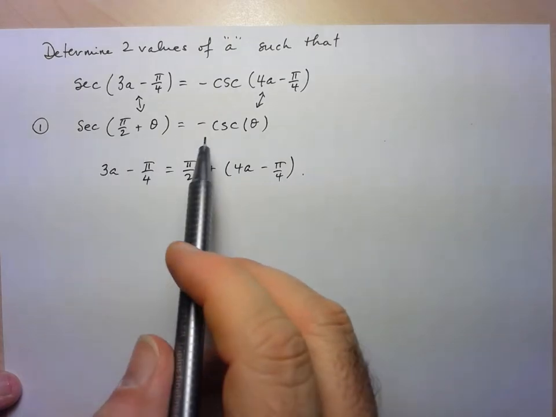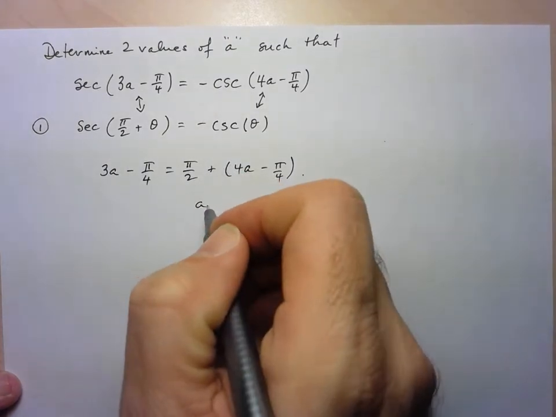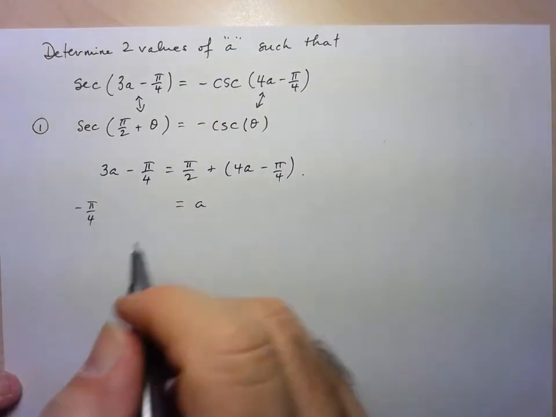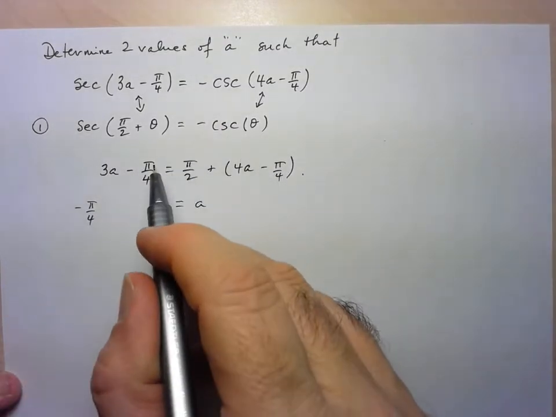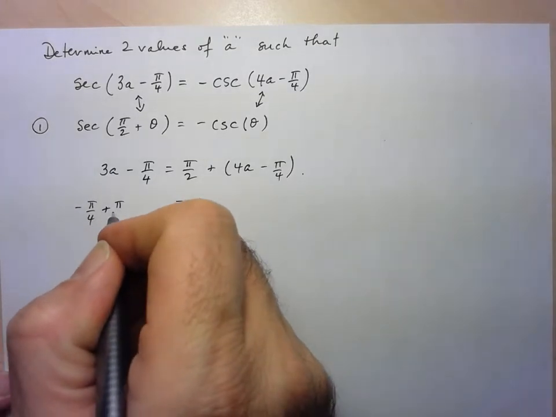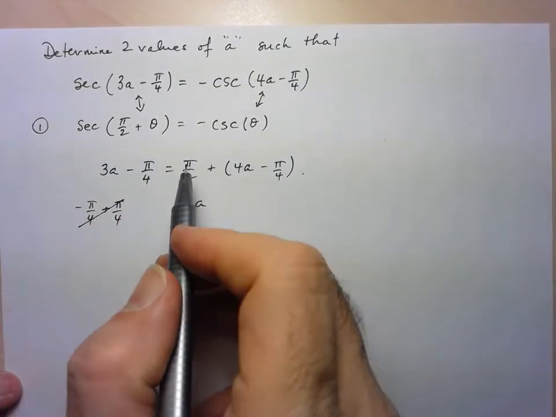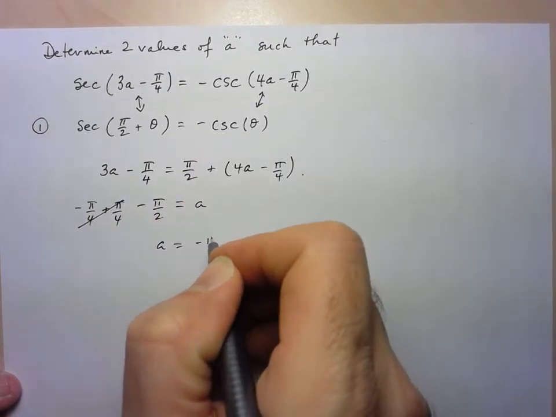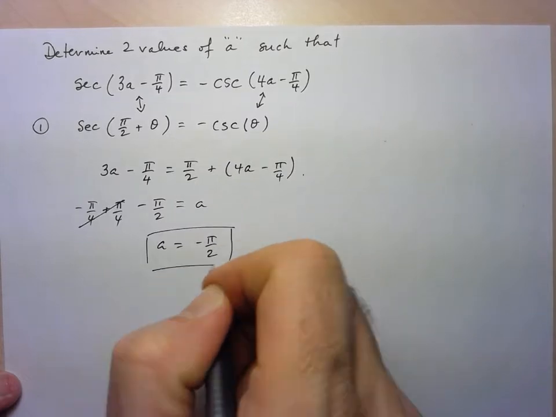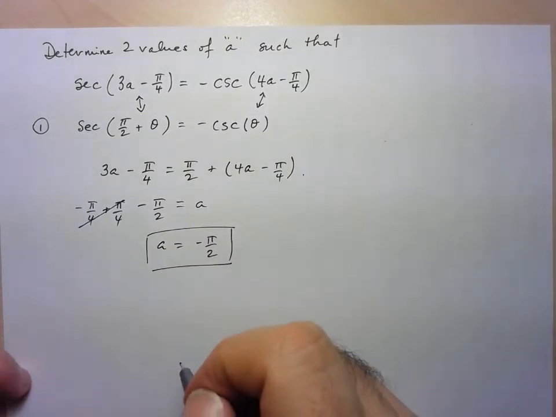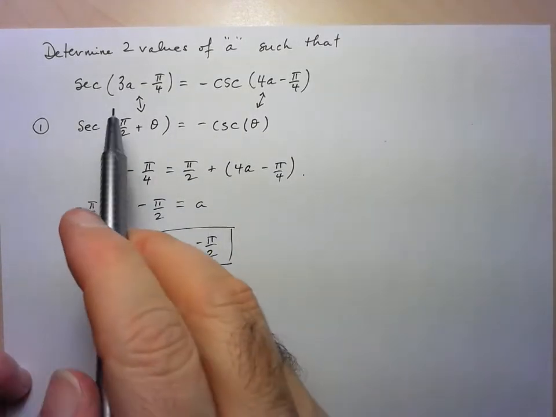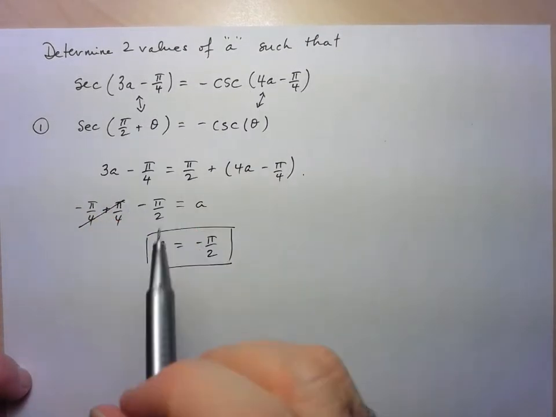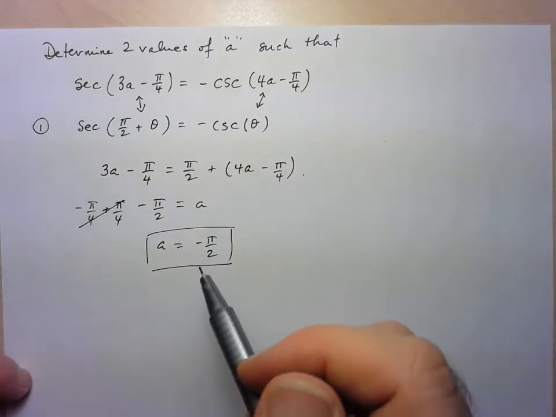So I'll bring the 3a to the other side, so 4a minus 3a is a. Okay, and so here I had a negative pi over 4. Here I've got another pi over 4 that I'm going to be adding. Okay, so those just cancel out, so I'm just left with negative pi over 2. So one of my answers is negative pi over 2. Okay, now what you could always do is take negative pi over 2, stick it into the left-hand side of the equation, stick it into the right-hand side of the equation, and confirm that the two sides are indeed equal. Okay, that's how you could check your answer.